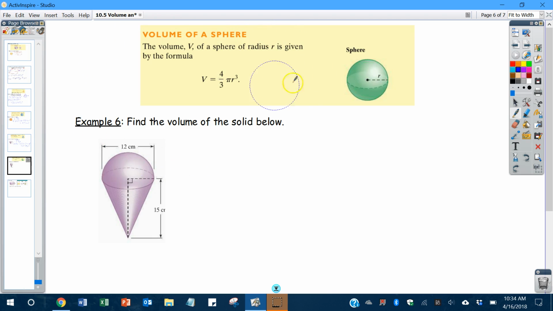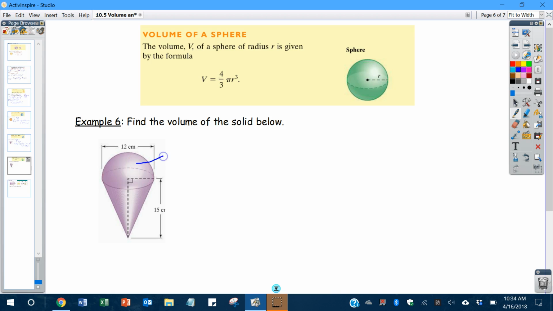And instead of just doing one of these, I have a more complicated figure, and we're going to use a couple formulas to find this. So find the volume of this. What it looks like is I've got a cone down here, and you can kind of see the base of the cone in that little shaded line here. And then it looks like we have half of a sphere on top. It's not a whole sphere, but it looks like half of one. And so we're going to assume that's what we're looking at: a cone and then half of a sphere. And so we're going to find the volume of each one.